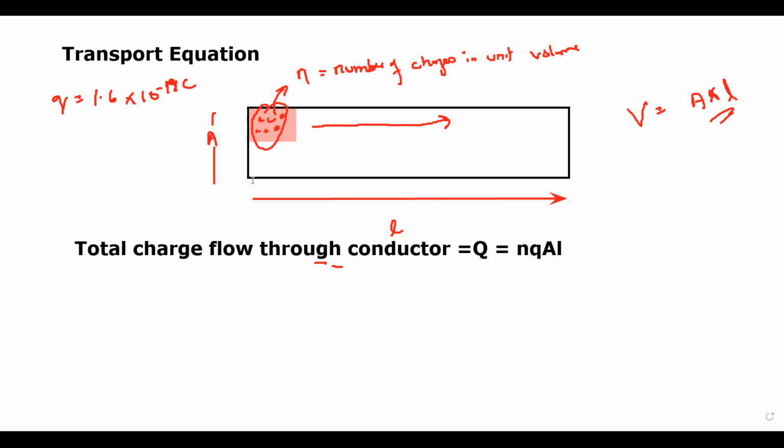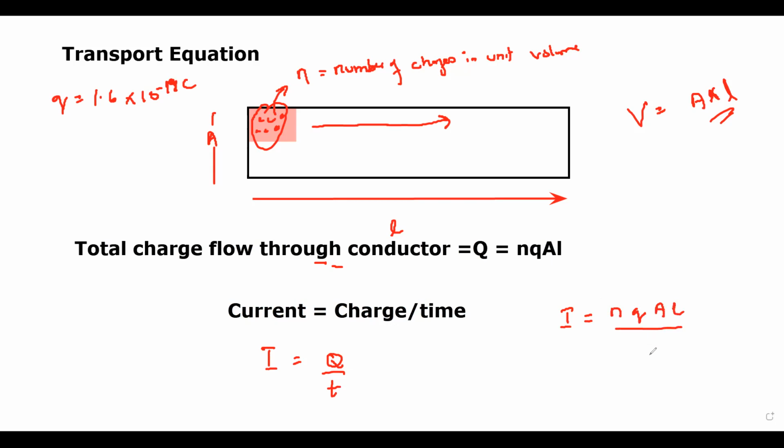And if we want to find the current, I is equal to charge divided by time, Q divided by T. Current is denoted by the letter I, charge by Q, and time by T. So I is equal to Q, which is NQAL, divided by time T. Now length divided by time, the length of the wire divided by the time the charges take to flow, gives us the speed or the velocity.